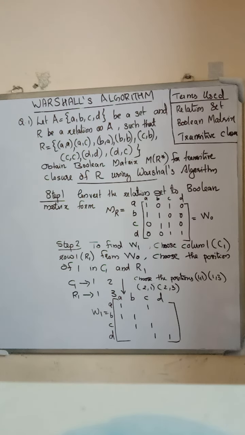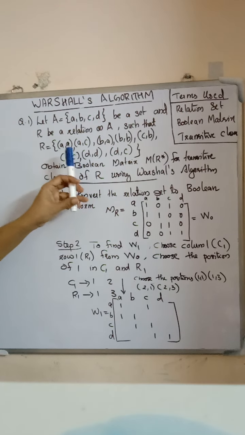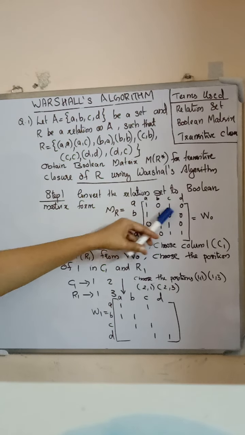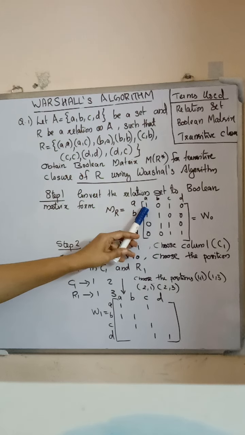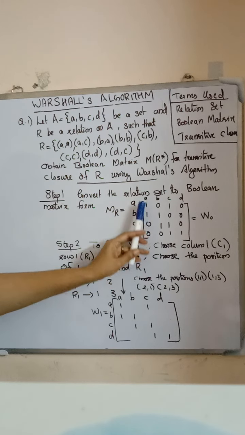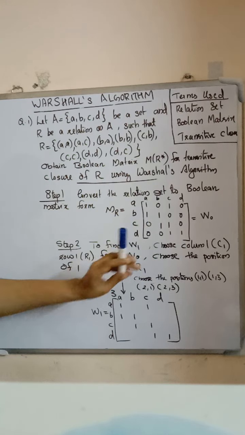For finding the Boolean matrix of the transitive closure, first we convert the relation into Boolean matrix form. So MR equals, we have A, B, C, D in the set A, so we have 4 rows and 4 columns in the relation matrix or Boolean matrix. A related to A, put 1. A related to C, also B related to A.